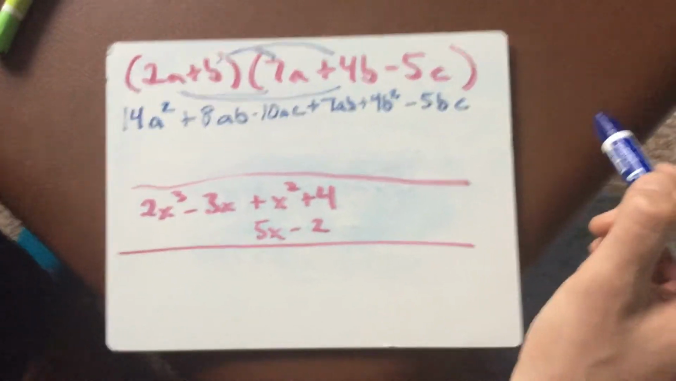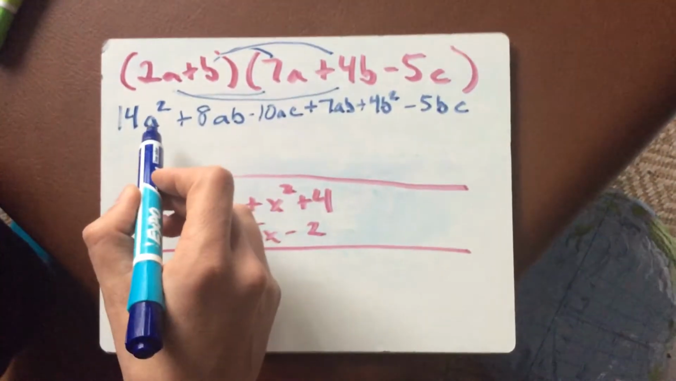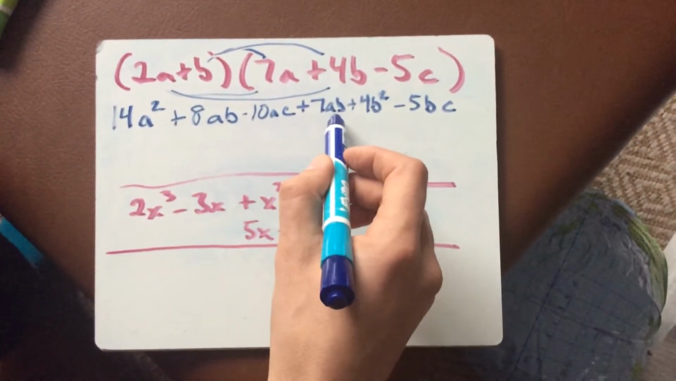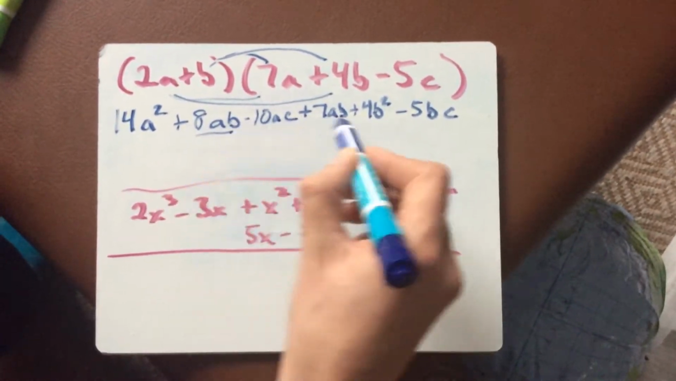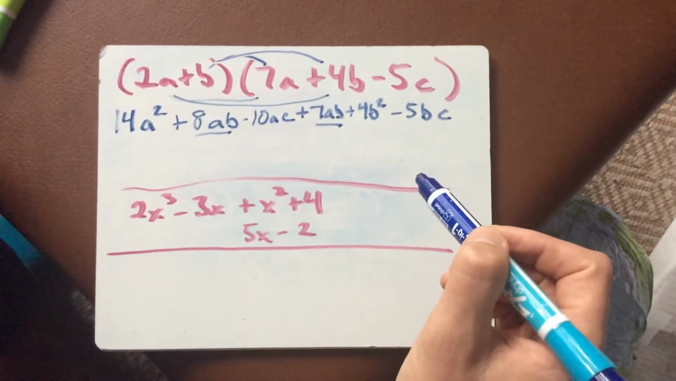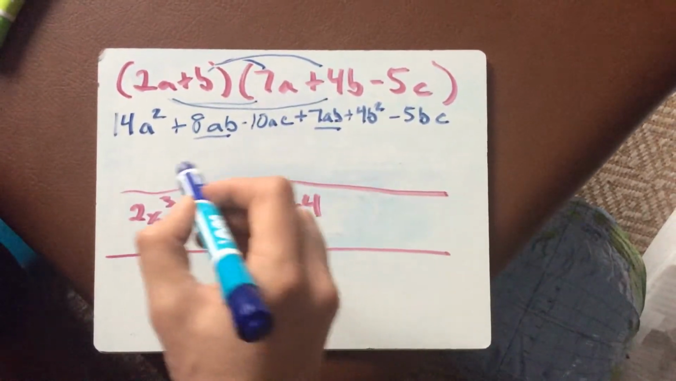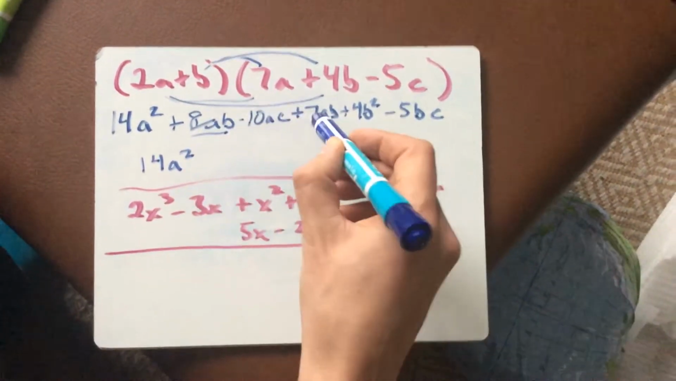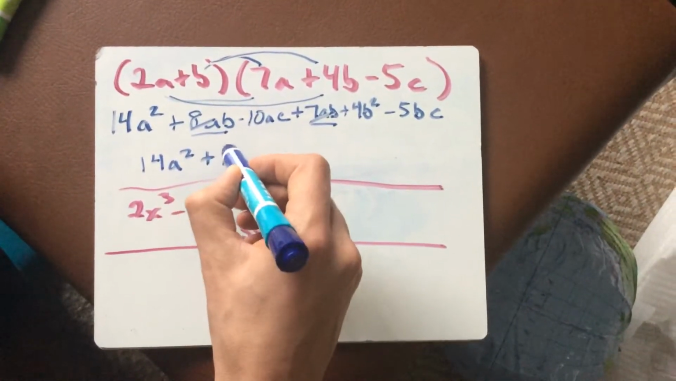Finally, I always look and make sure there are no like terms. A squared, no other a squareds. ab, ac, ab. Both of these have one a and one b, so they are like terms. So I have 14a squared. I'm going to cross these out, put them together. That gives me 15ab.